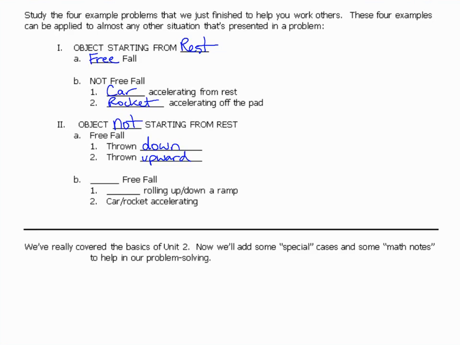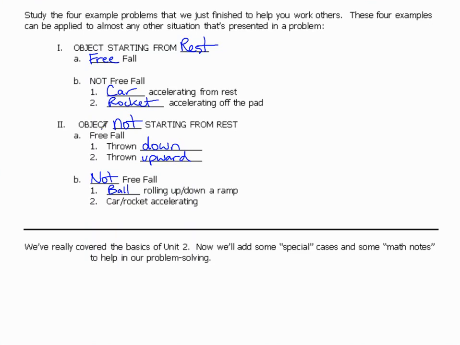With an object not starting from rest, we could have the situation of not free fall. For instance, the ball that rolls up and down a ramp. It did not start at rest. It had to have an initial velocity to roll up the ramp. And it was not free fall. It is not accelerating at negative 10 meters per second squared or negative 9.8 meters per second squared. It has its own acceleration that we have to calculate using the initial velocity, final velocity, time, all of those factors.